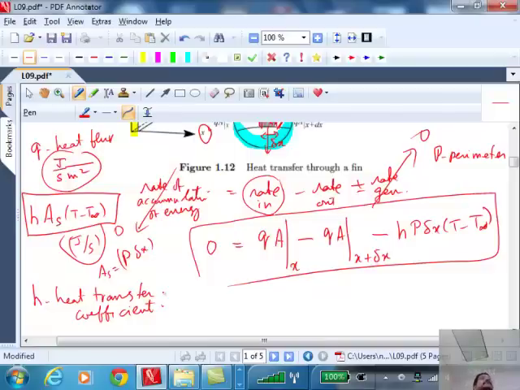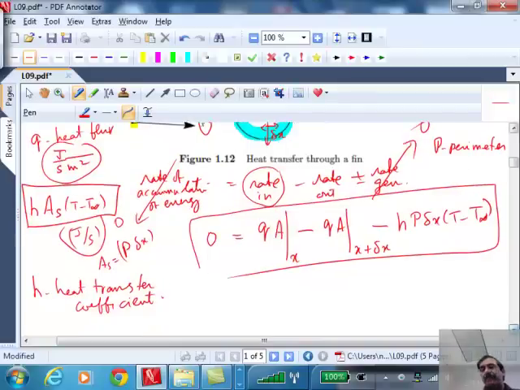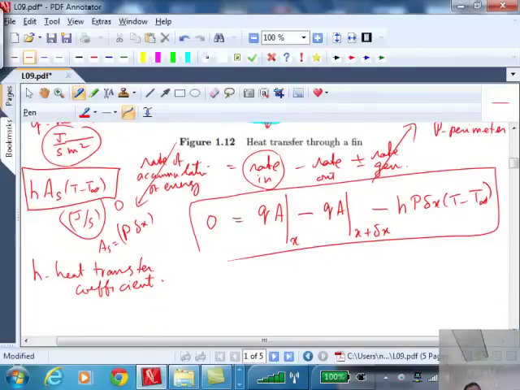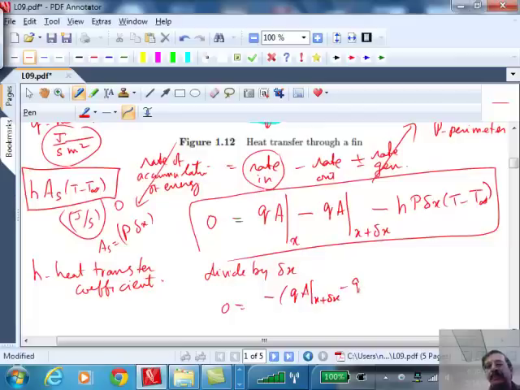Any other questions? Now the mathematics starts. We are going to now manipulate it and try to completely formulate the problem and understand what the problem is telling us. So the first thing I'm going to do is divide every term by delta x. When I divide the first two terms, I'm going to write them as qa at x plus delta x minus qa at x, divided by delta x, minus hp. I have delta x in the numerator, so when I divide that, I lose the delta x, times T minus T infinity.